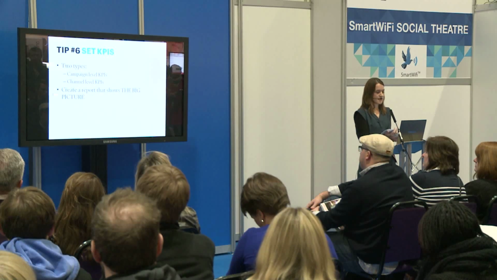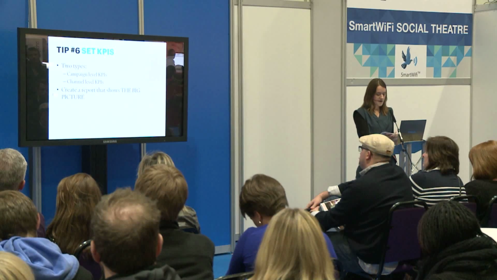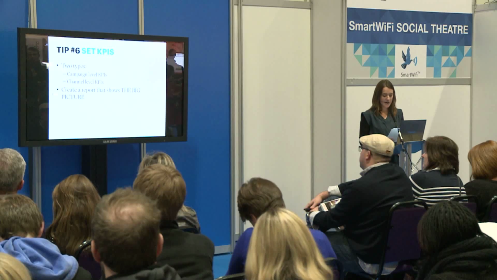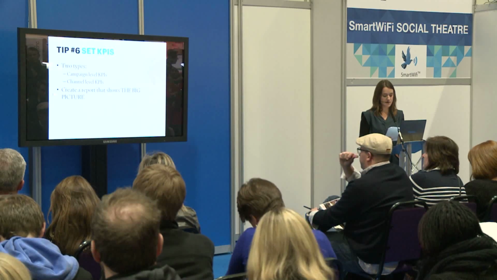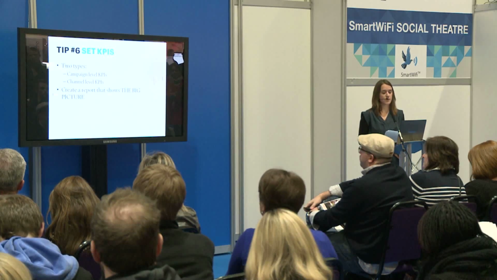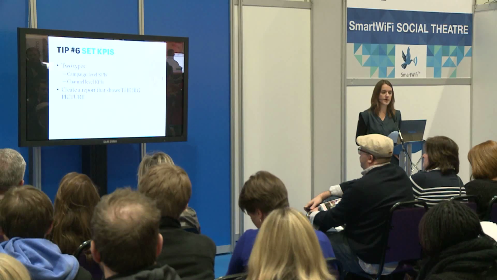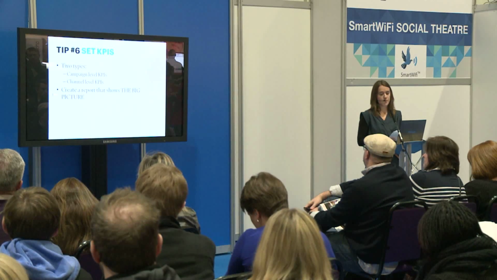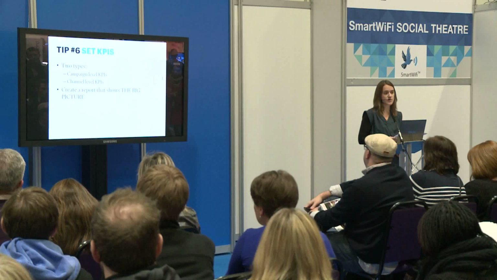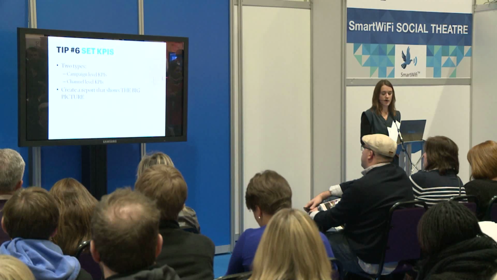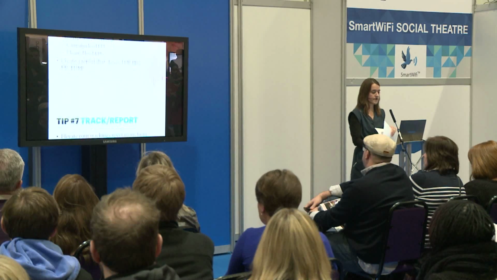Tip 6, set KPIs. I'd set these at objective and campaign level so you know what each channel is supposed to deliver, as well as what you expect from the overall campaign. You can create a report that shows the big picture, so how all the channels are contributing together, as well as all the channels separately.